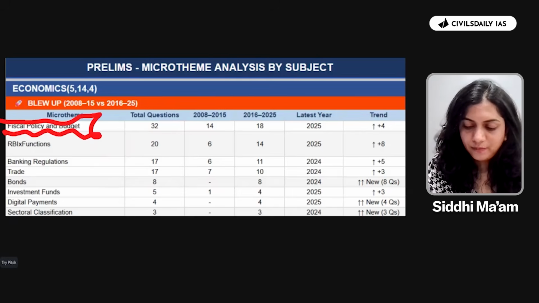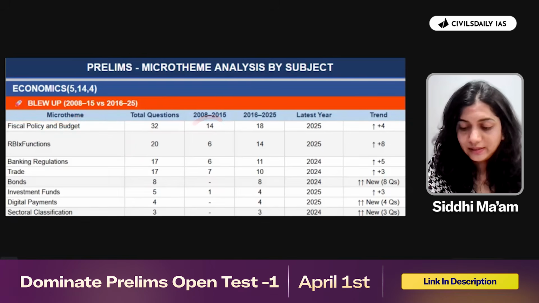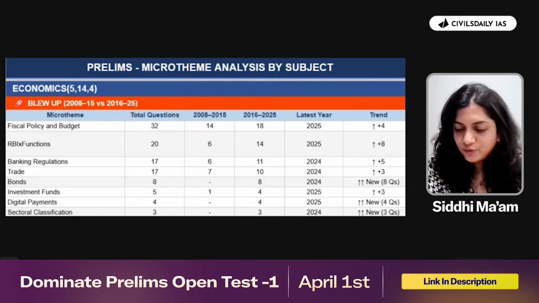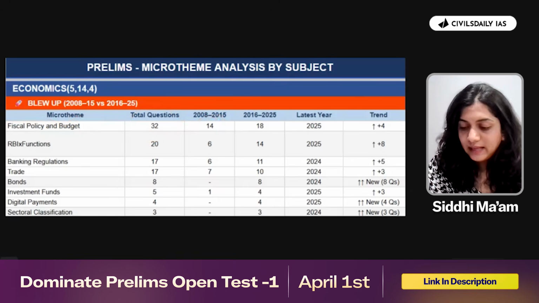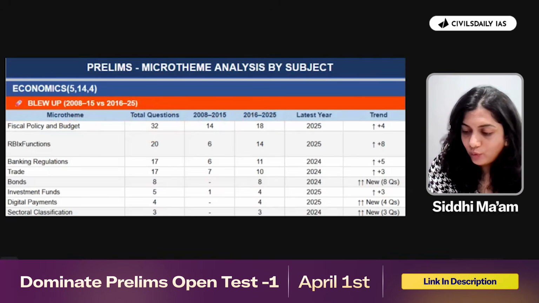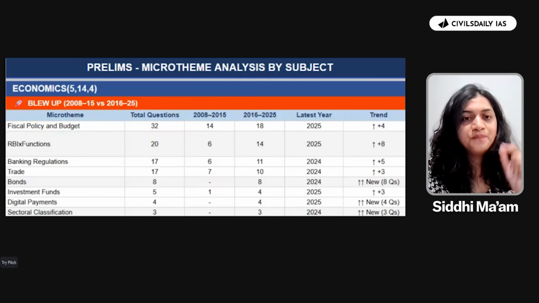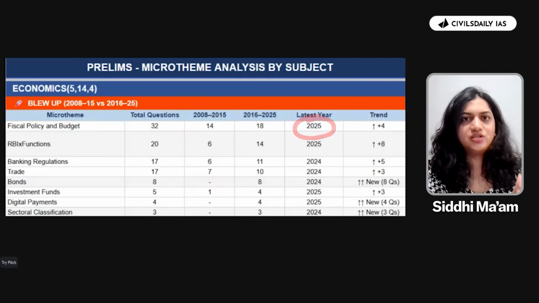Now, this is a huge theme. First, the total number of questions since 2008, there are 32 questions, which is a huge number of questions. Right? So, pehle 14 questions in the 10 years from 2008 till 2015. After that, in the recent 10 years, 18 questions have been asked. That means an increase of 4 questions. The trend has increased by 4 questions. The latest year a question पूछा गया था was 2025. That means it's a very fresh theme.